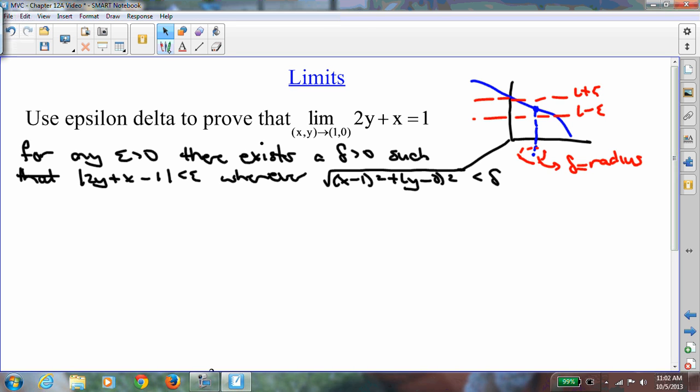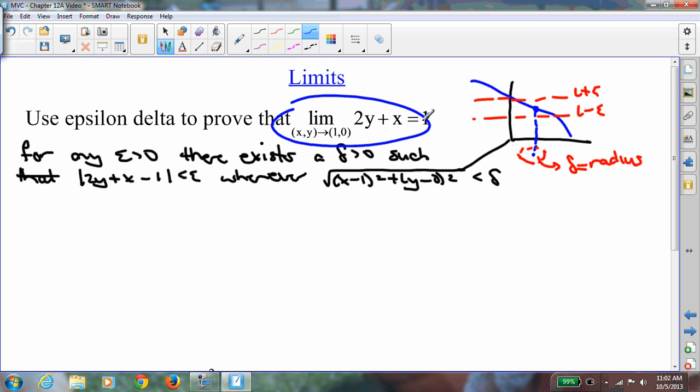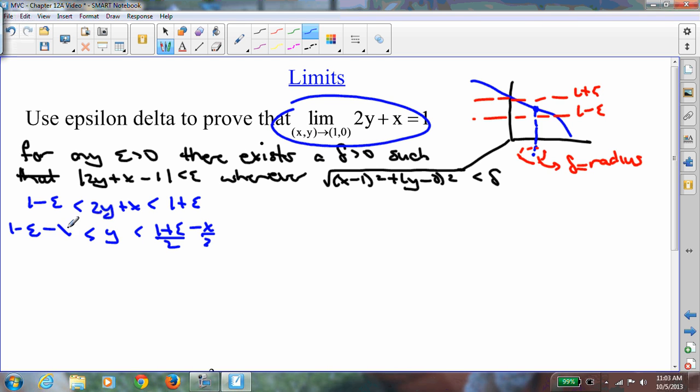So if I start from this point here. The idea is I want to be within epsilon units of 1. So I'm going to start from 2y plus x has to be within epsilon units of 1. So 1 plus epsilon, 1 minus epsilon. Now, I can't solve for a single variable, so what I'm actually going to do is solve for y in terms of x. So that's going to become y is less than (1 plus epsilon minus x) over 2, and greater than (1 minus epsilon minus x) over 2. So what I can actually do with this is say, okay, y has to be bounded between 2 lines: negative 1/2 x plus (1 plus epsilon) over 2, and negative 1/2 x plus (1 minus epsilon) over 2.